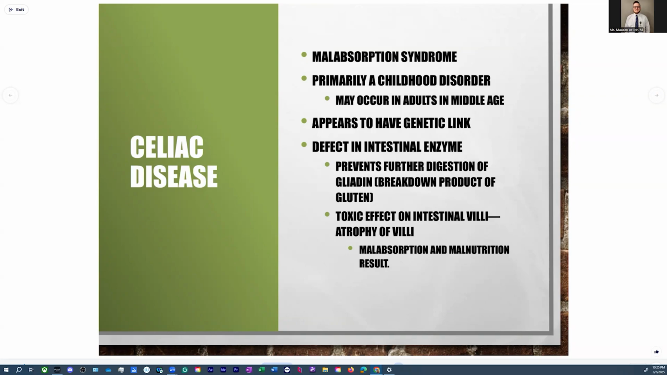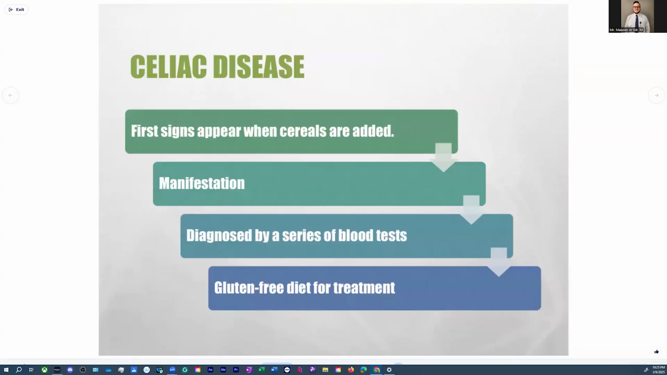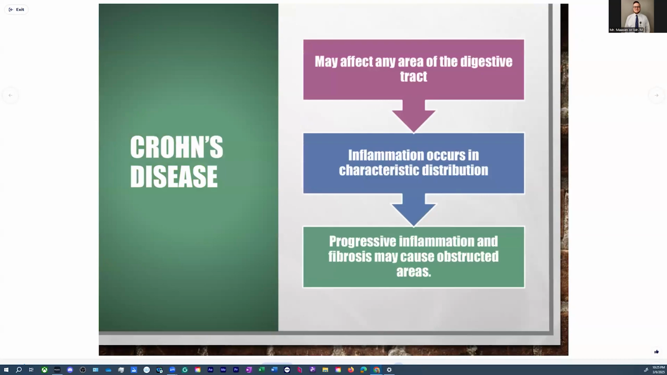It basically is a defect in the intestinal lining that the enzyme that helps us break down the product known as gluten is ineffective. And so when we eat things that are high in gluten, we usually get symptoms of diarrhea or malabsorption with this. We diagnose this with a series of blood tests, and the treatment for celiac disease is a gluten-free diet. The signs and symptoms with this are abdominal cramping, diarrhea, just GI upset when ingesting foods that are high in gluten. So that's celiac disease.